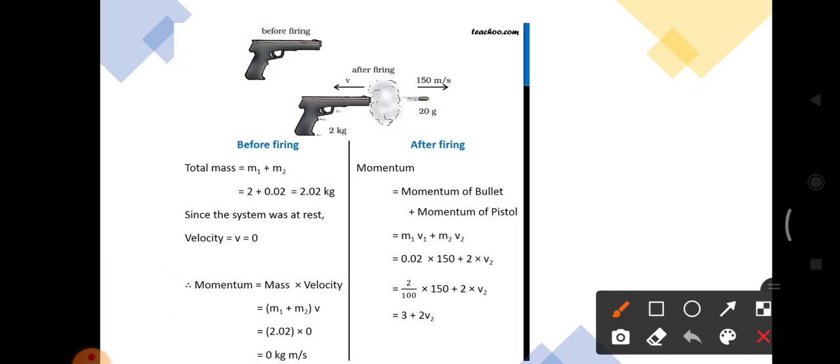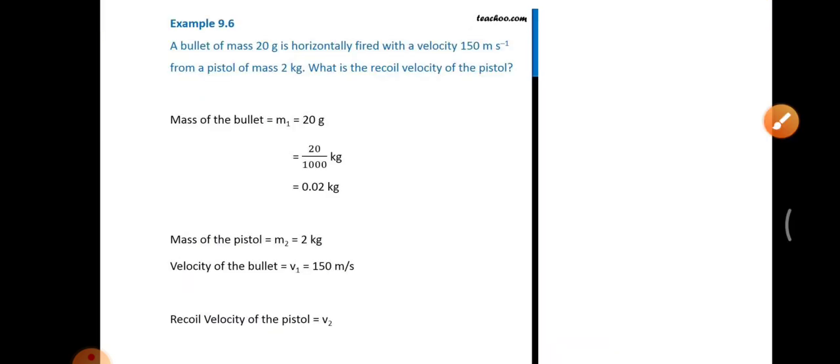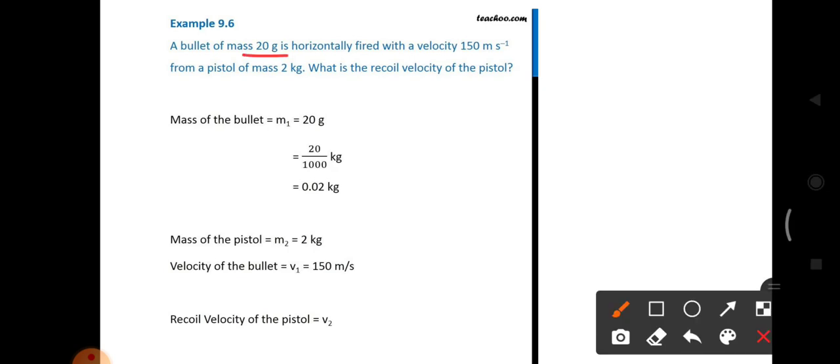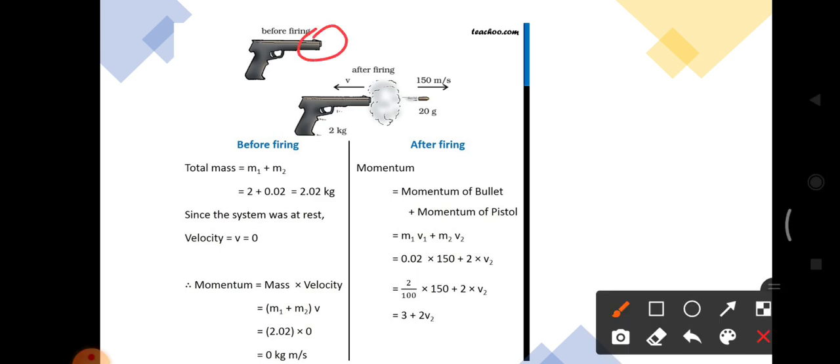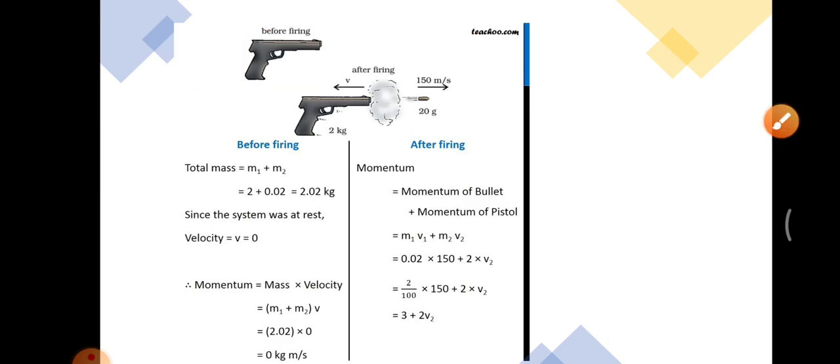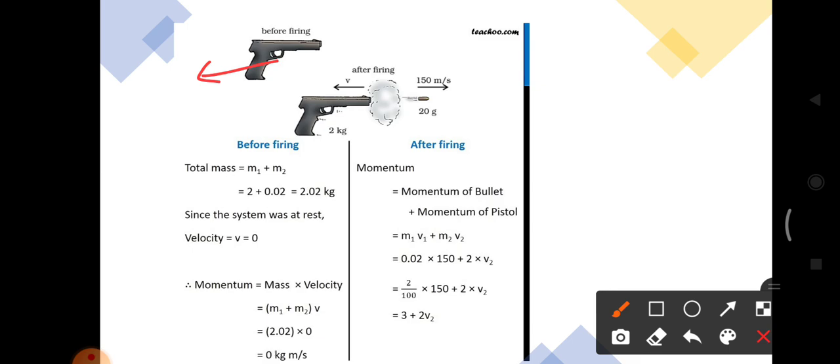Look here. This is a gun. It has a bullet inside. The bullet has a mass of 20 gram, and when we fire it moves with 150 meter per second, and the mass of the gun is 2 kilogram. You have to find the recoil velocity of the gun.